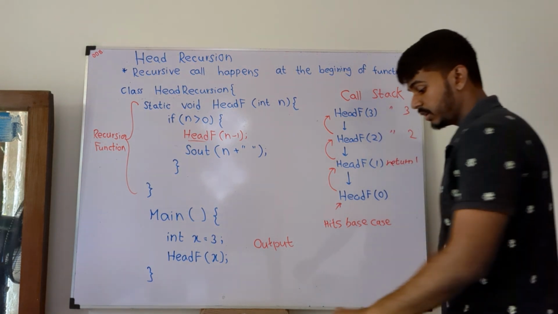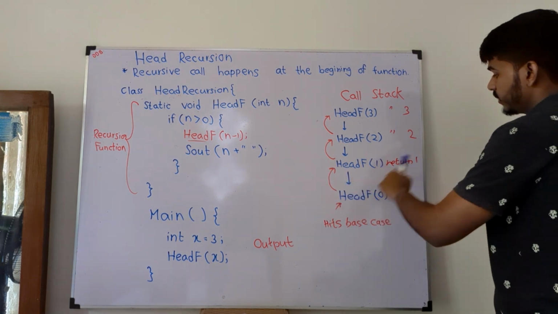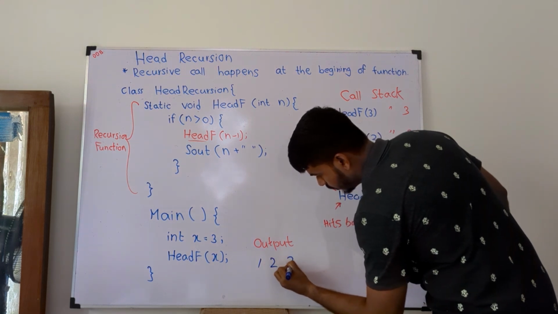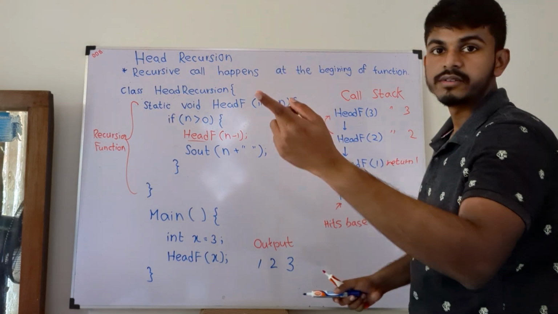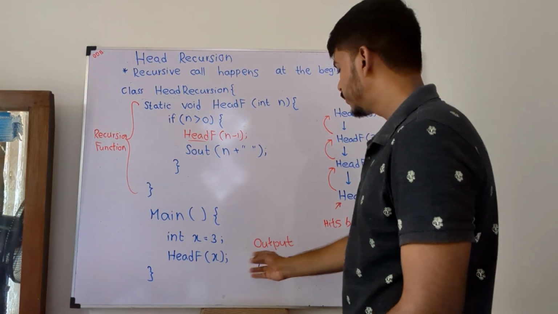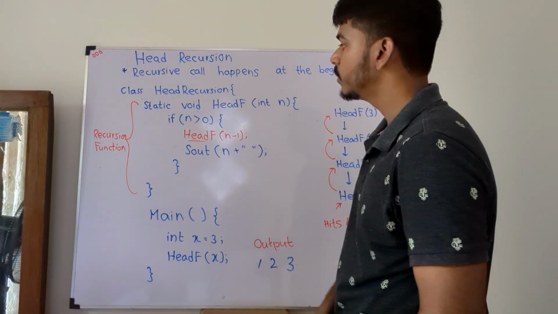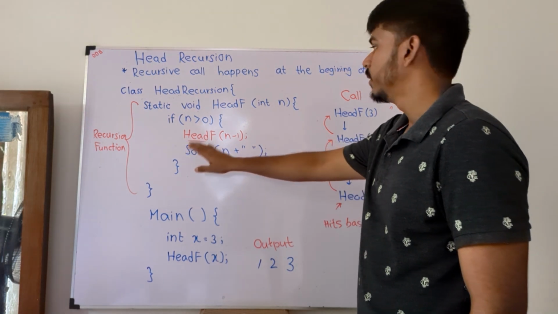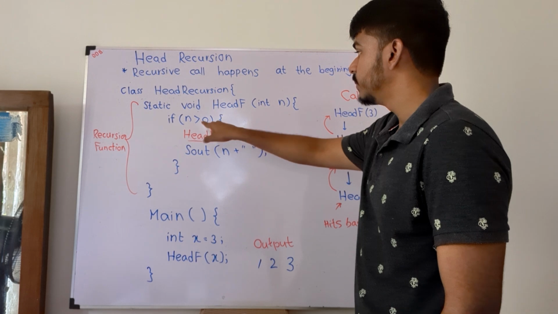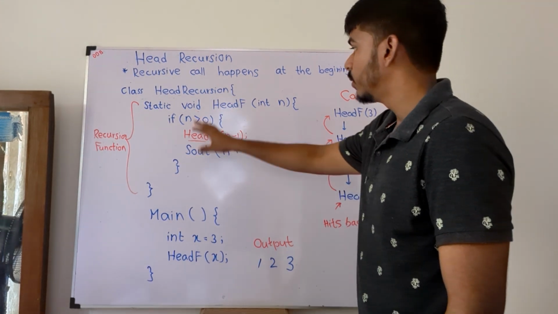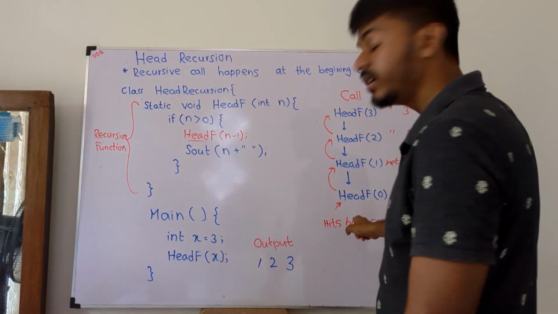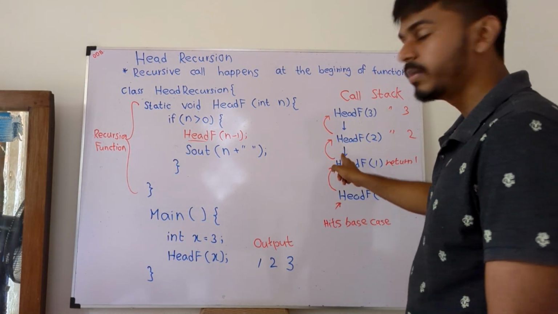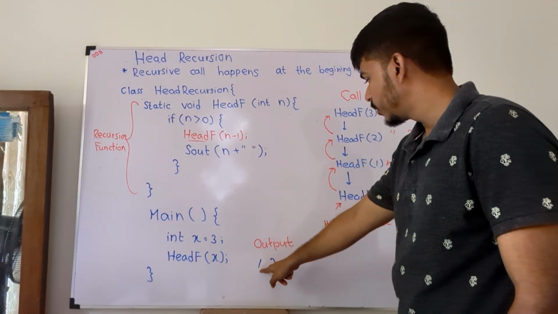So the output is going to be first 1, then 2, then 3. But in the previous recursion, which is tail recursion, it was the other way around, 3, 2, 1. That is because in that the recursive call has been done after printing the element, whereas in this recursive call is being done before printing the element. So all the printings are going to be done after it hits the base case, and then it's going to go up the stack by going to the previous call. Then all the values are going to be printed.